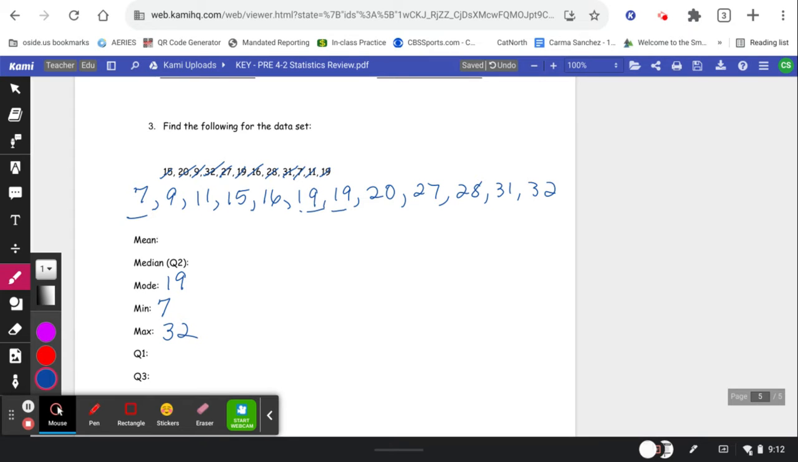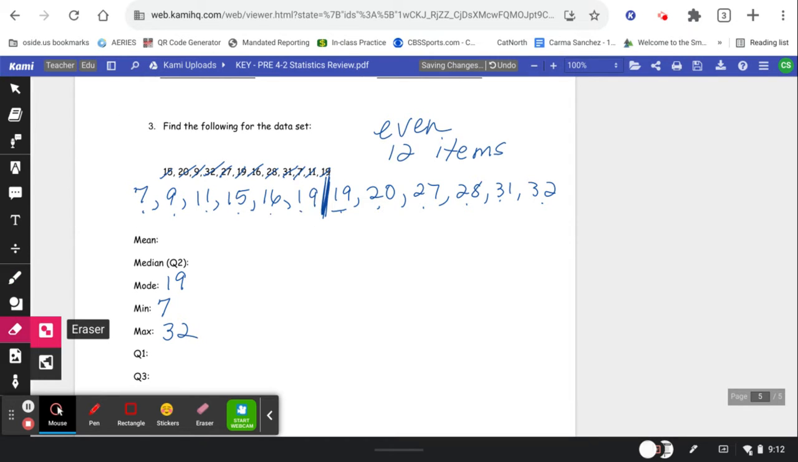Median is going to be our middle. So since it's 12 items, an even data set, we're going to not land on an exact number. It's 1, 2, 3, 4, 5, 6 items on each side. So the middle of 19 and 19 is just 19.